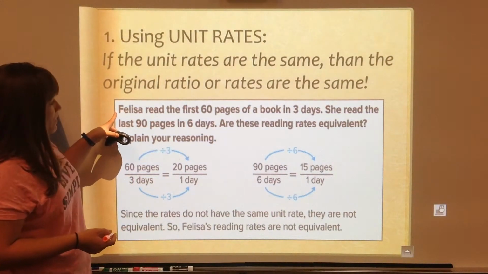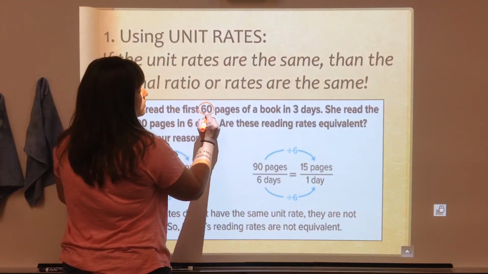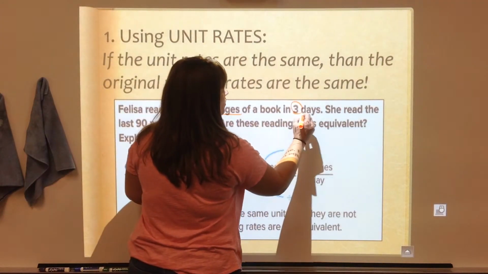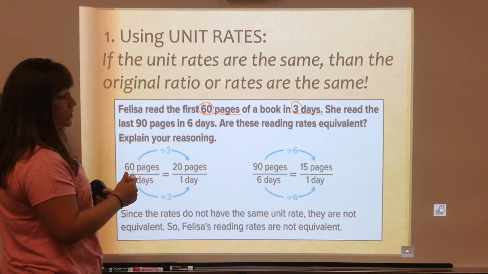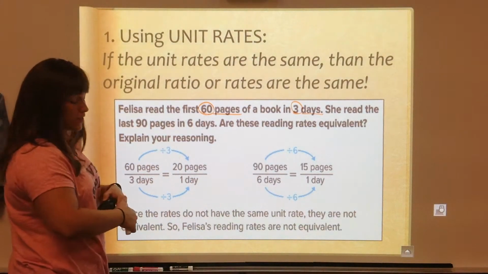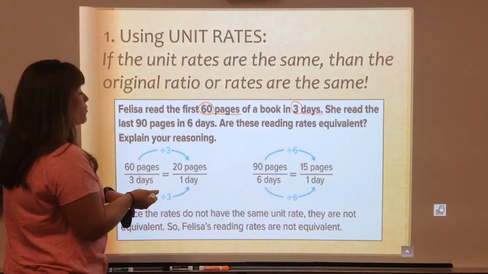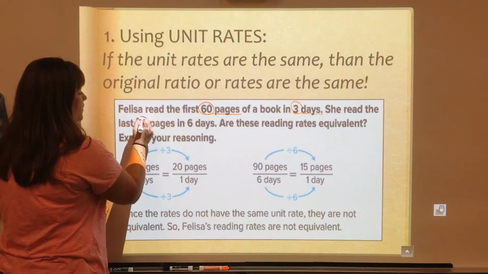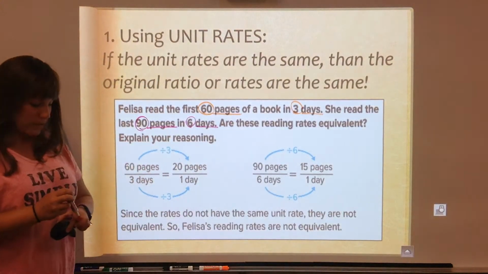So Felisa read the first 60 pages of a book in 3 days. So 60 pages in 3 days. She then read 90 pages in 6 days. So that's the second rate. That's the second rate or ratio that we're given. Are these reading rates equivalent?